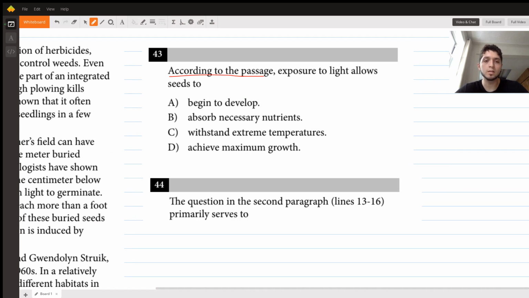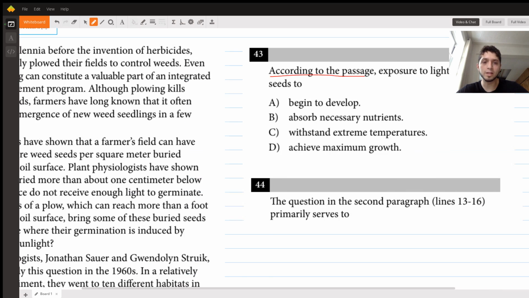These types of questions that begin with "in the passage," "according to the passage," or "the passage indicates," we can draw an inference from. Really, though, this is the most common one, according to the passage. What this tells us typically is that we need to find one specific text. And that's generally the rule for all of the questions that we encounter, with a few exceptions. But for this one, it's very clear that there's usually one specific text that we're going to find to answer this question. So this says, according to the passage, exposure to light allows seeds to do something.